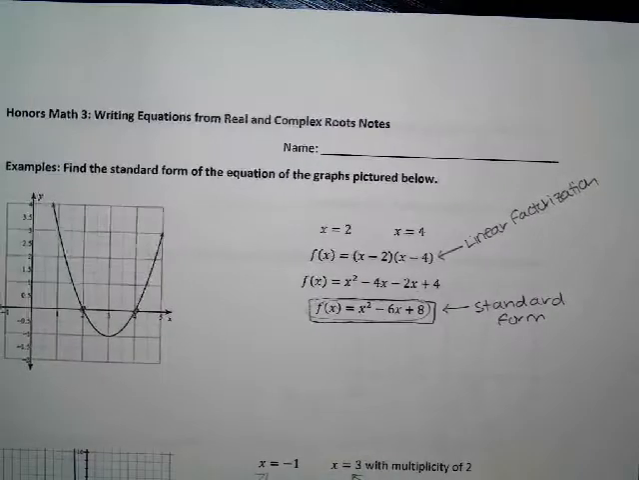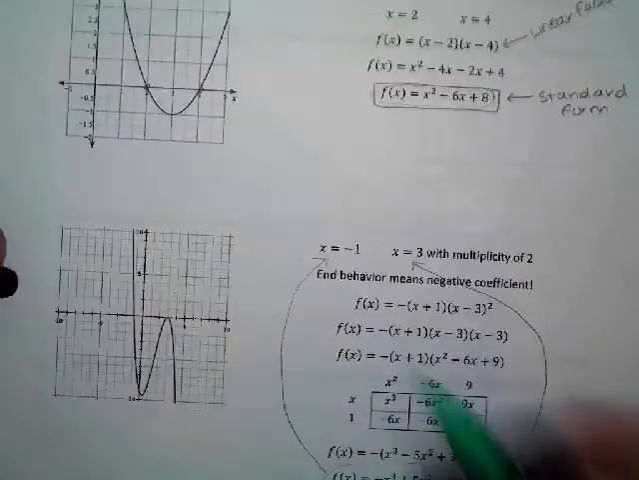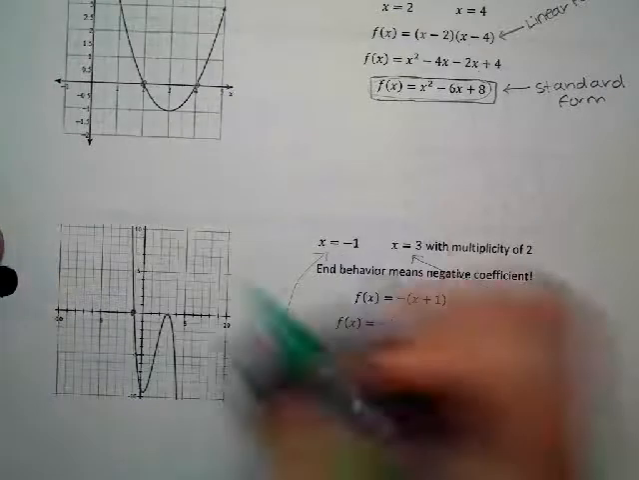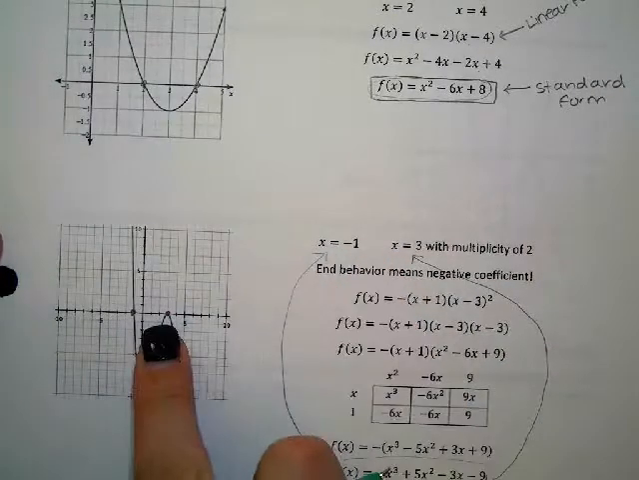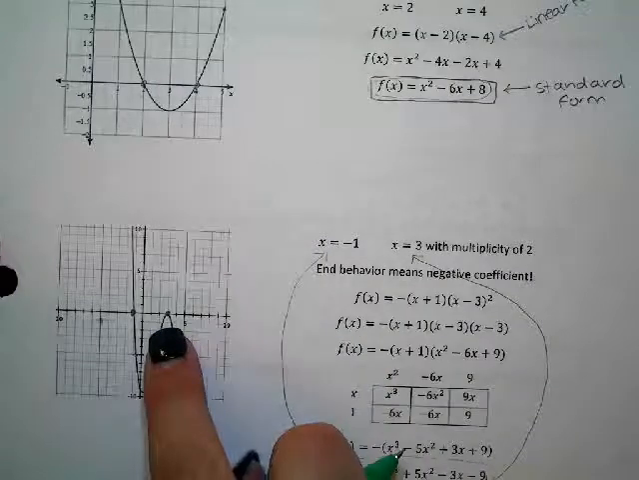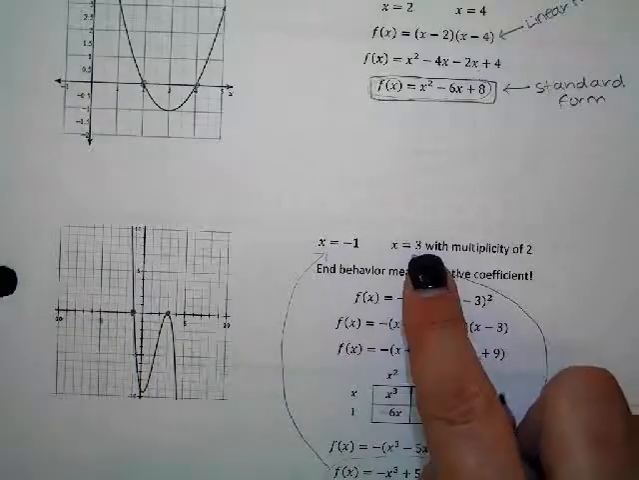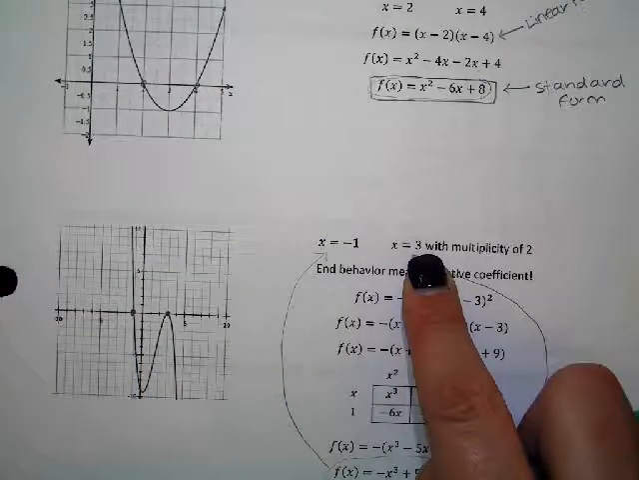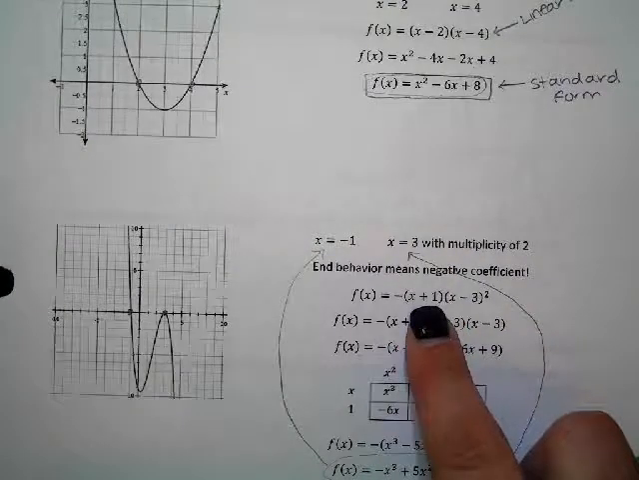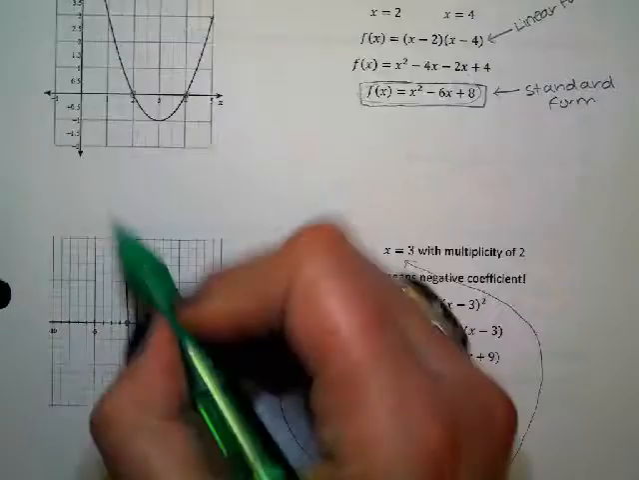All right, the next problem. We could see two x-intercepts. We could see an x-intercept of -1. We could see an x-intercept of +3. But on that x-intercept of +3, it bounced. Does everyone see the bounce on +3? So that +3 had a multiplicity of 2. Everyone comfortable with that? Okay, so that means we had an x plus 1 and an x minus 3 squared. We had an arrow going up first and an arrow going down second, right?